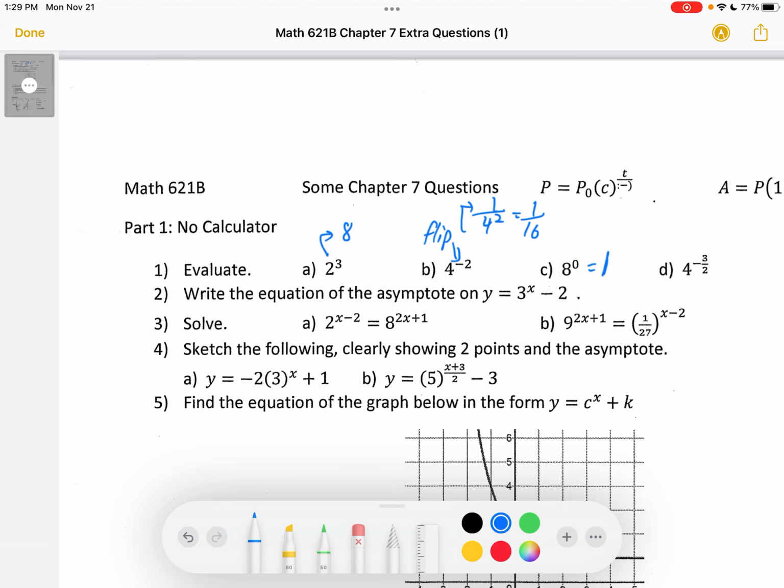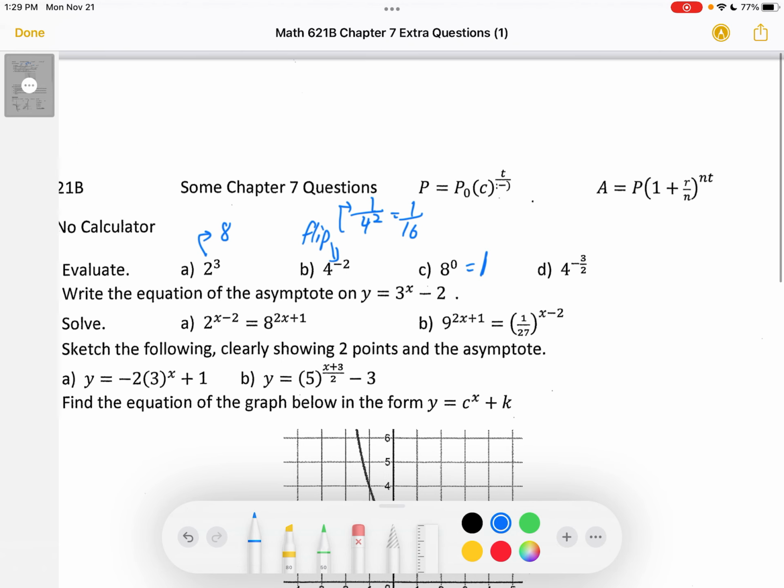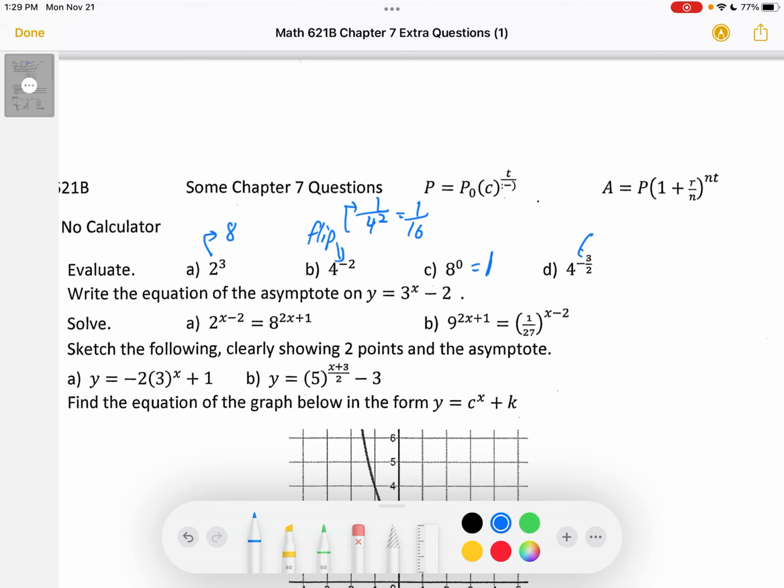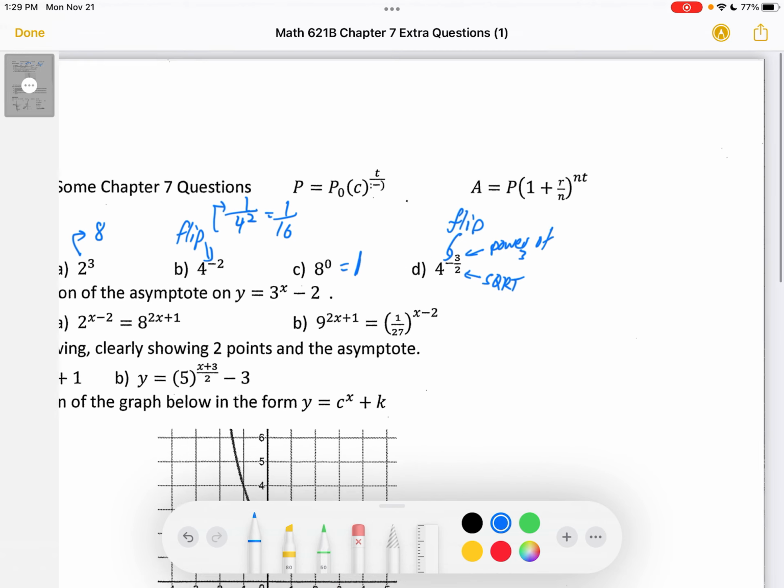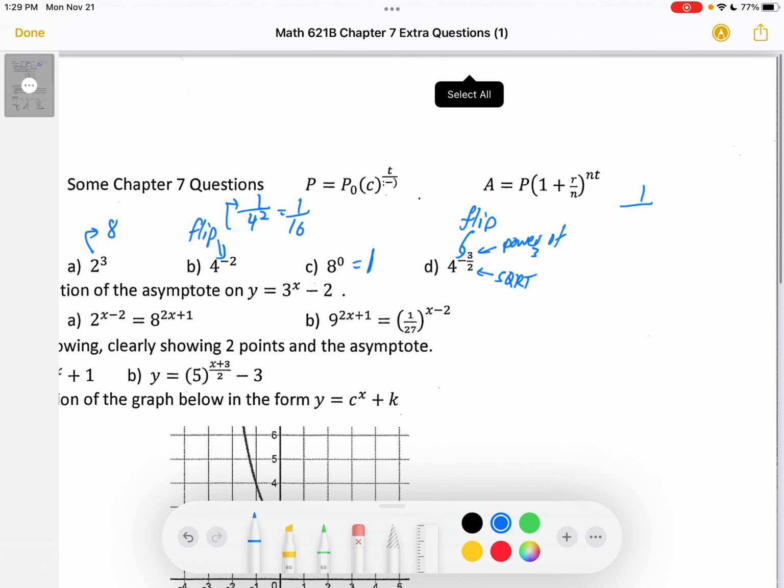Anything other than 0 to the power of 0 is just 1. And then D has a bunch of stuff in it. It is telling us to flip, because it's a negative power. It is telling us to square root, because that's the bottom of the fractional exponent. And it is telling us to raise it to a power of 3. Okay? So if we show all that stuff, which you don't necessarily have to, that means that we're square rooting and power of 3, which would be 1/2 cubed, or 1 over 8.